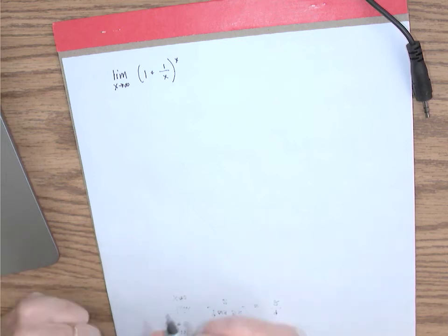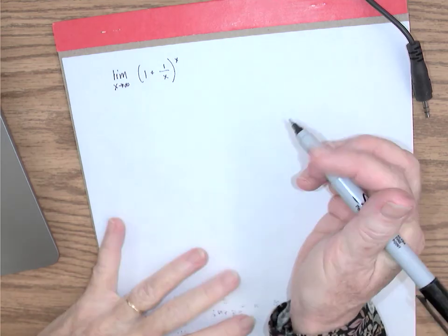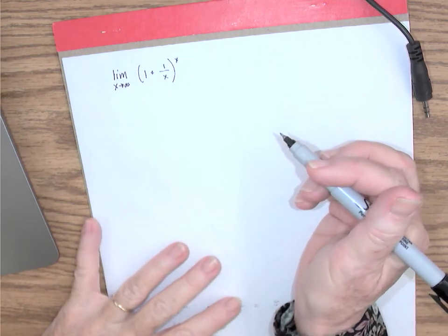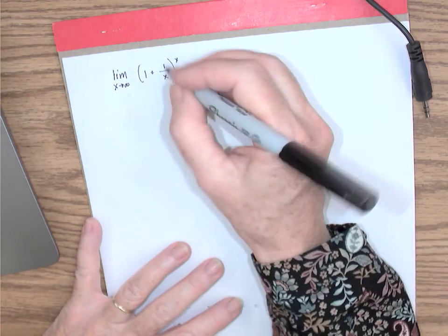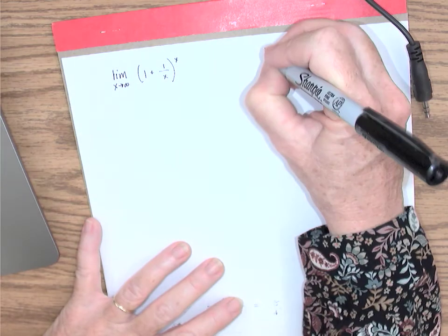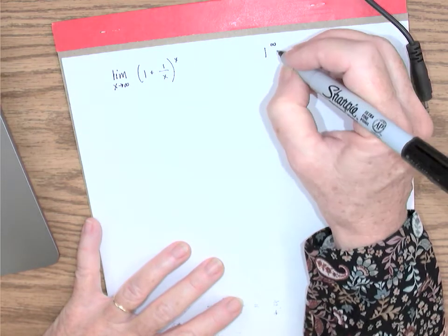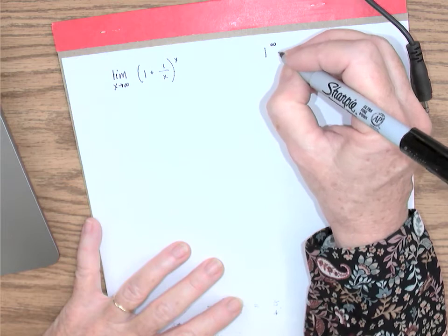Okay, so finally, the other kind of strange part of L'Hopital's rule is when you have an exponential function. What's going on over here is we're going to get something like 1 to the infinity. And this is always confusing. 1 to the infinity, you never know what it is.